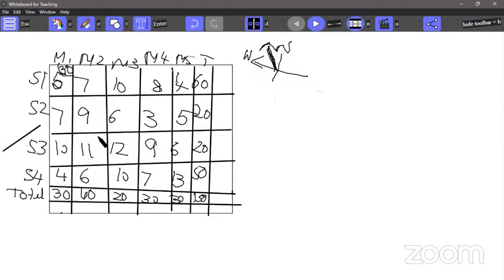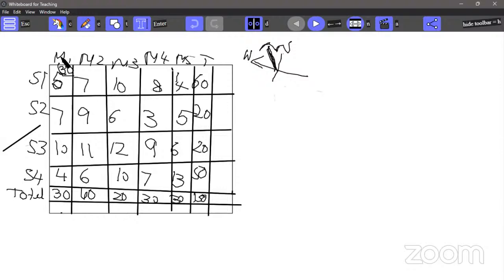Can you repeat once? See, S1 is producing 60 units, but how much is M1 demanding? 30. So will S1 say, I have produced 60, I will supply the entire 60 units to you? It can't say that, right? It will supply only 30 units to M1. Is that clear?